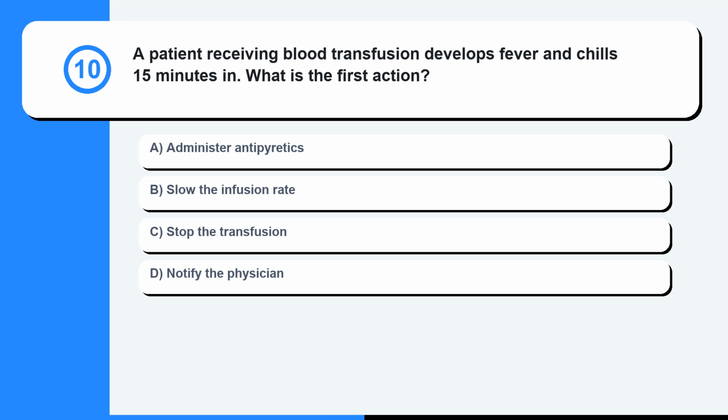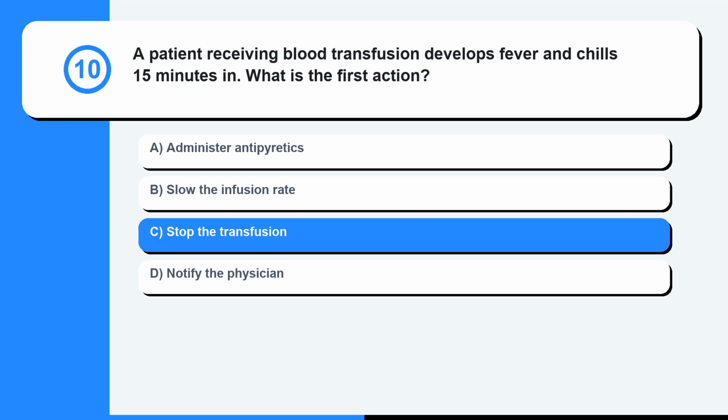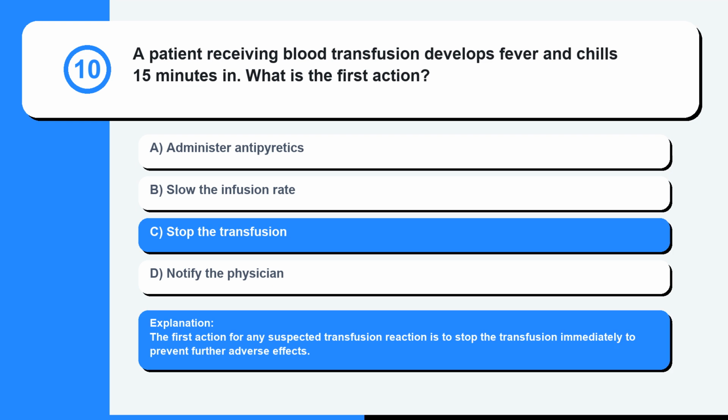Question 10. A patient receiving blood transfusion develops fever and chills 15 minutes in. What is the first action? A. Administer antipyretics. B. Slow the infusion rate. C. Stop the transfusion. Or D. Notify the physician. The correct answer is C. Stop the transfusion. The first action for any suspected transfusion reaction is to stop the transfusion immediately to prevent further adverse effects.